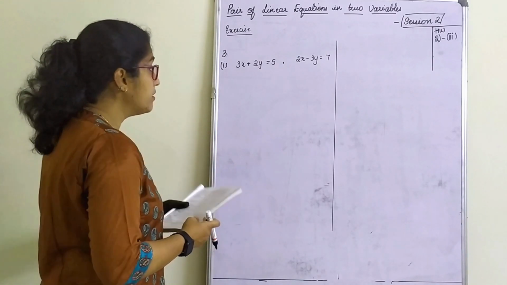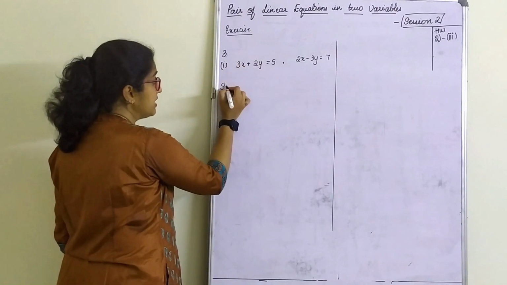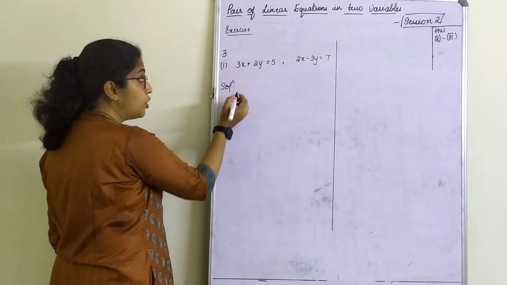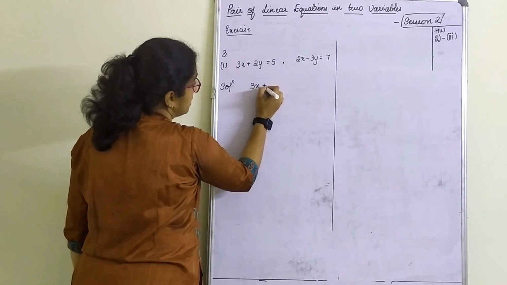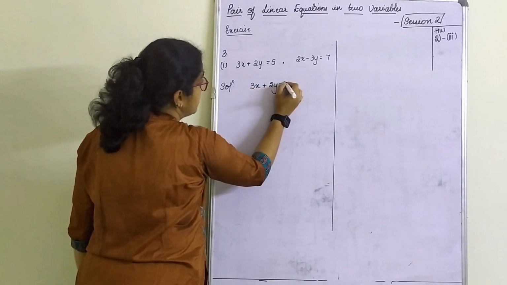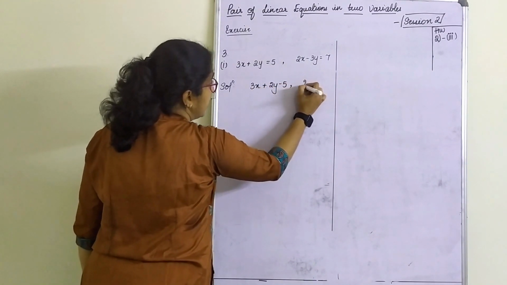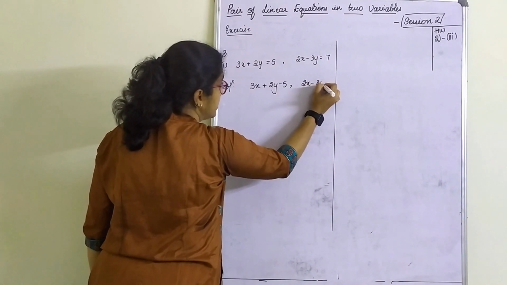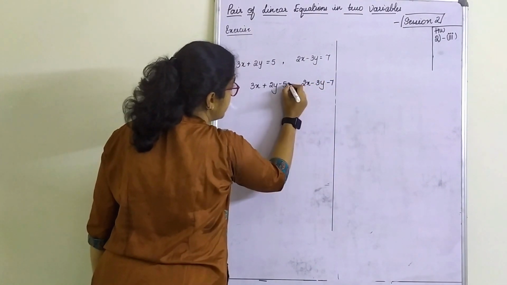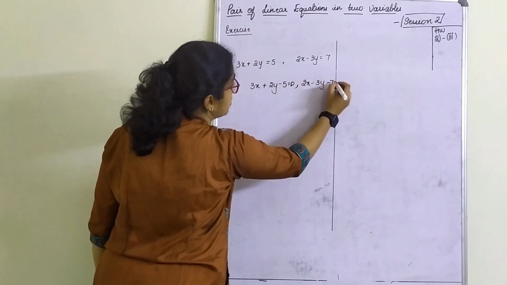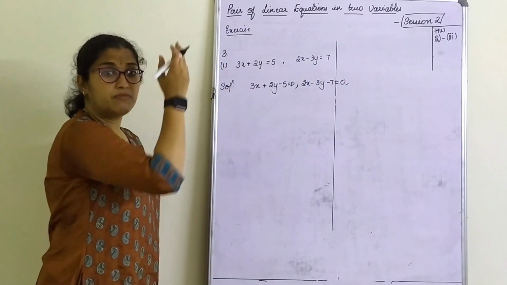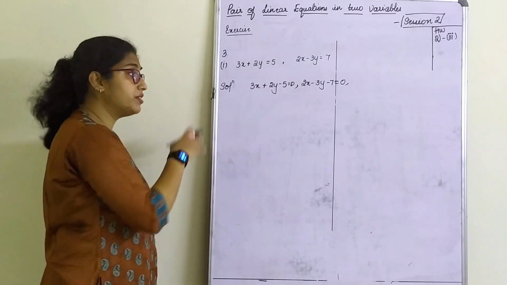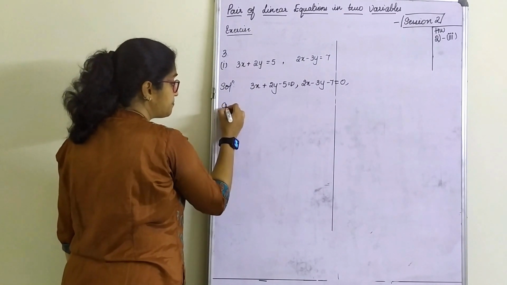So let's find out. First of all, look at this question. Is this in the standard form? No. That means you need to first arrange this. 3x plus 2y minus 5 and 2x minus 3y minus 7, equal to 0. After this, same as the previous sum, the same steps we followed, we are going to follow here.